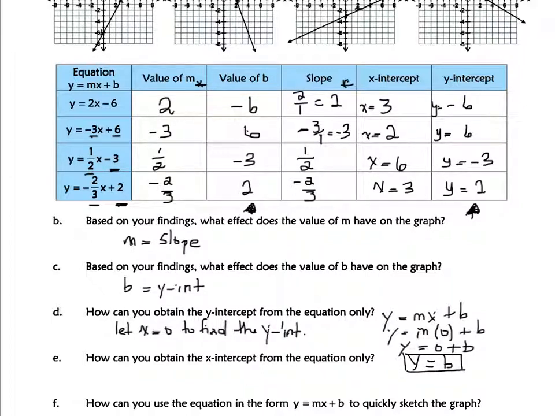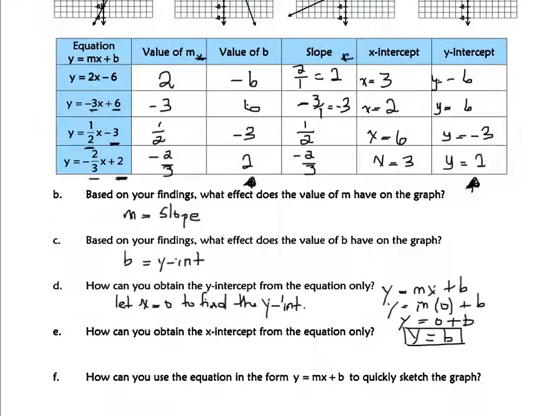And how can you obtain the x-intercept from the equation only? That would be by letting the y value be 0. Because the x-intercept is where it crosses the x-axis, so every point on the x-axis has a y value of 0. So you just let y equals 0 in the equation.